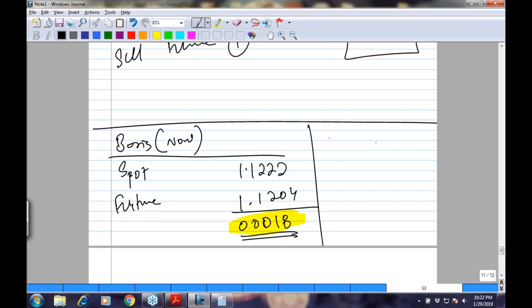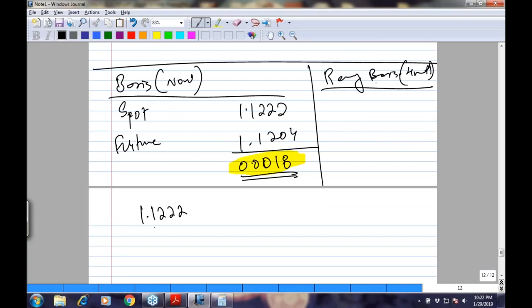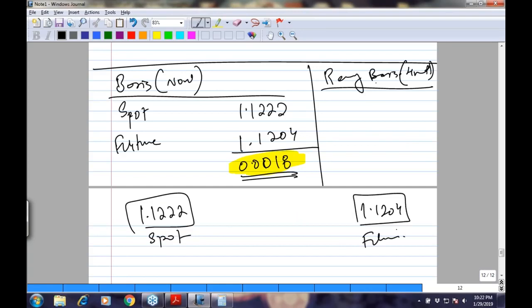What would we do? We then need to calculate the remaining basis. How would we calculate the remaining basis in 4 months? 1.1222 is the spot exchange rate. The future contract is trading at 1.1204. What is this 1.1204 indicating? It is indicating that the market is expecting the exchange rate to be 1.1204 in 6 months' time. So the exchange rate is declining every month, and a total of 0.0018 is going to decline over this time period. If I talk about 4 months later, the difference between the spot rate and the future contract is going to be for the period of 2 months.